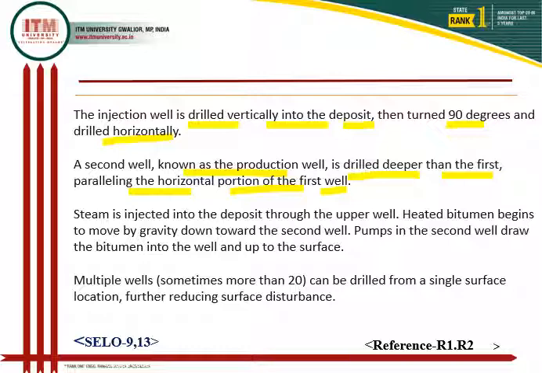The steam is injected into the deposit through the upper well, that is the injection well. Heated bitumen begins to move by gravity down towards the second well. As the second well is deeper, when the bitumen becomes liquid and heated up, it moves down by gravity to the deeper well, the production well. Pumps in the second well draw the bitumen up to the surface.